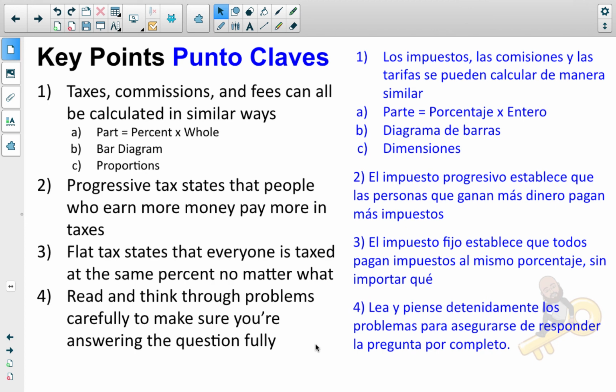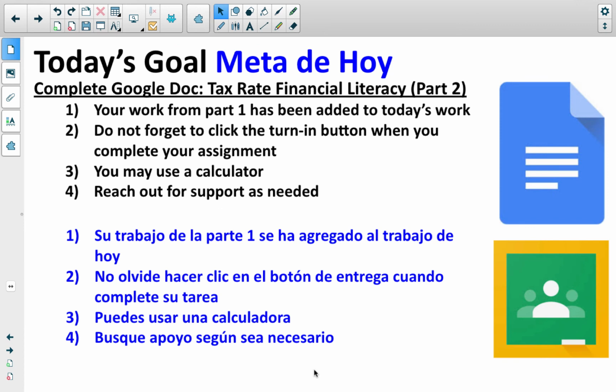As you are working through your Google Doc today, please read through and think through carefully and make sure you are providing correct answers and then well-informed reflections when you get to that point. Today's goal, you are going to complete the Google Doc. It is titled Tax Rate Financial Literacy Part 2. Your work from Part 1 has been added to today's work. What does that mean? If you did work last week, I gave you feedback. Hopefully you implemented it. And then have the chance to copy and paste. I already copied and pasted it for you over. If you did not do Part 1 last week, you now have the opportunity to do Part 1 and Part 2. You're going to need the previous parts to complete the assignments down the road.